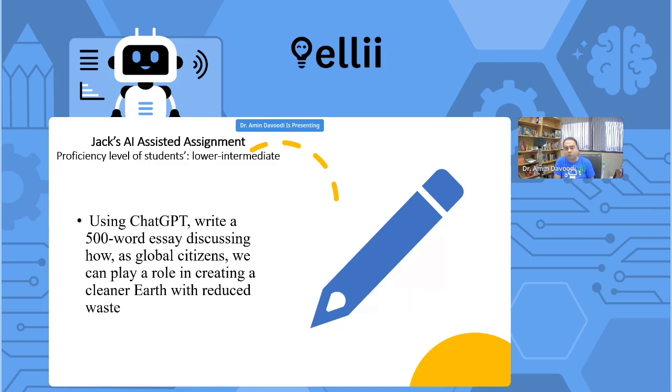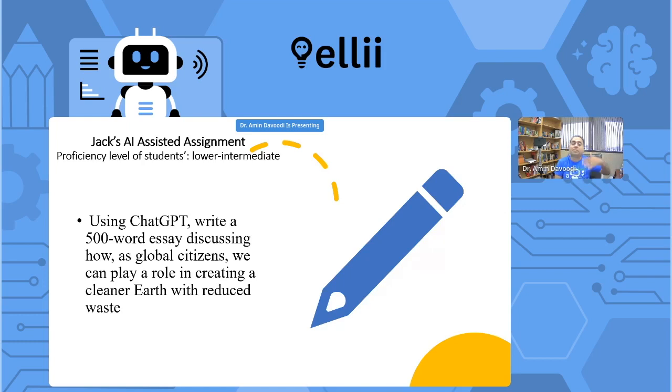But there is a problem here, and the problem is the way that he structured the assignment. So I'm going to read it again, and then I'm going to ask the audience one question. Using ChatGPT, write a 500-word essay discussing how, as global citizens, we can play a role in creating a cleaner Earth with reduced waste.